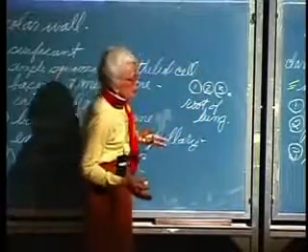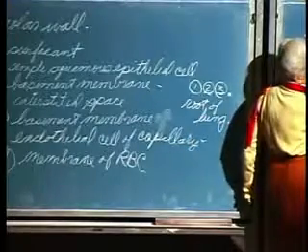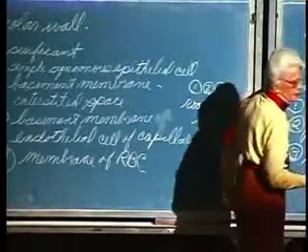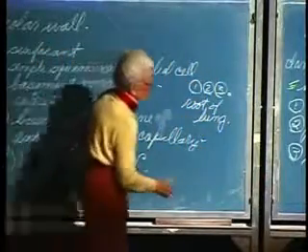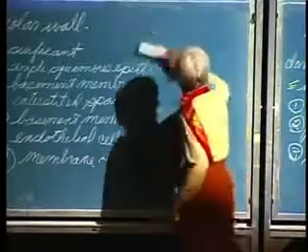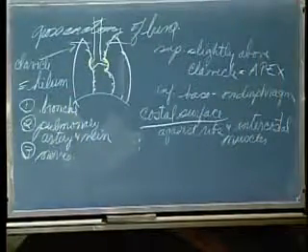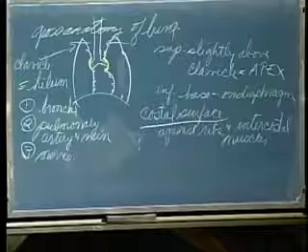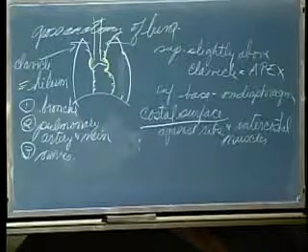And interestingly, the root of the lung is the only place that the lungs are attached to the body. Otherwise, they're suspended in the thoracic cavity. So the root is the only place the lung is attached to the body.